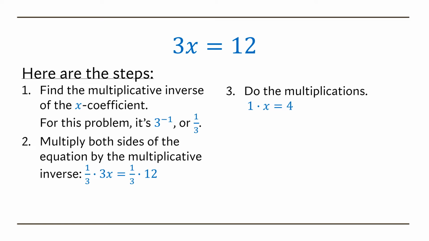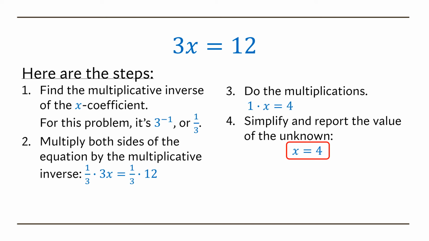So here in this case, and as we'll see in step 4, we simplify it by saying 1 times x is equal to x, and we've already figured out 4. So we simply report the answers as x equals 4.